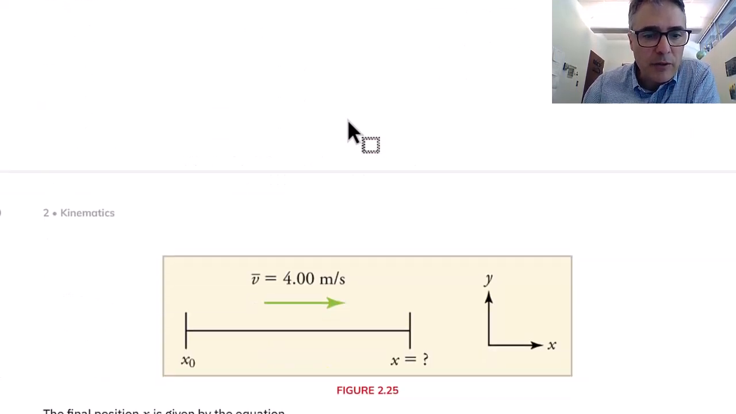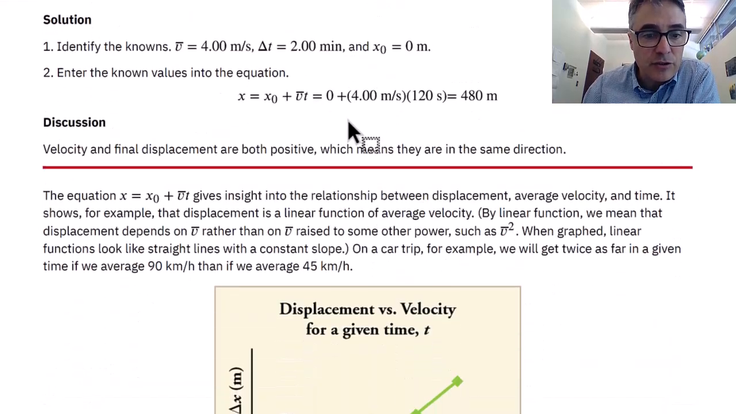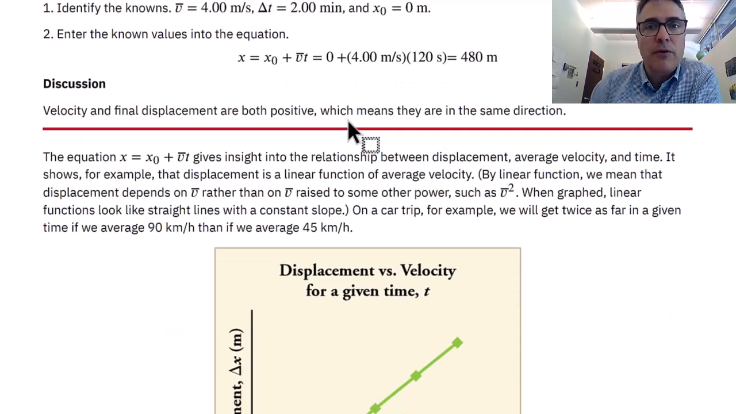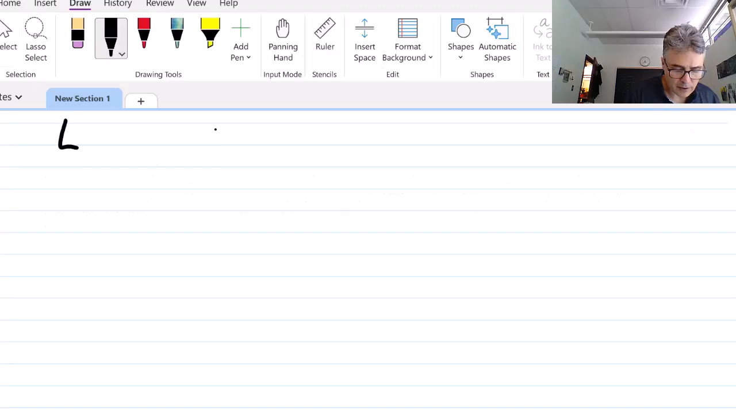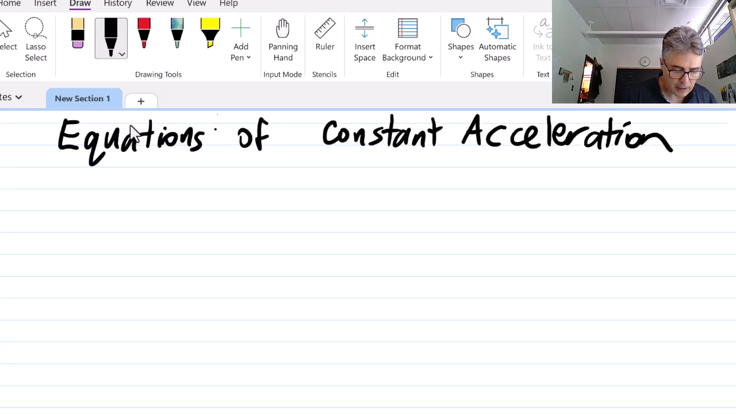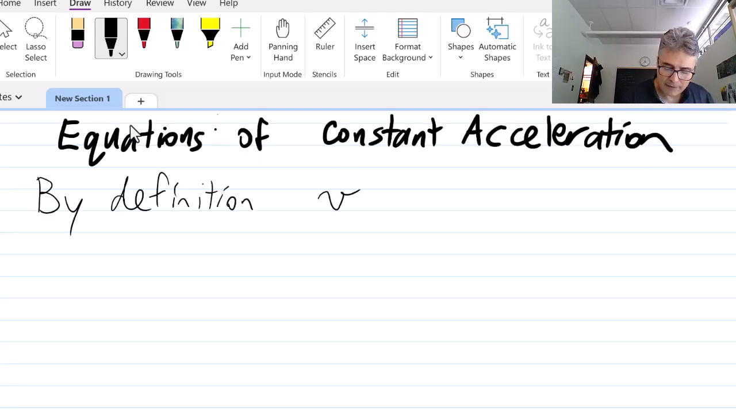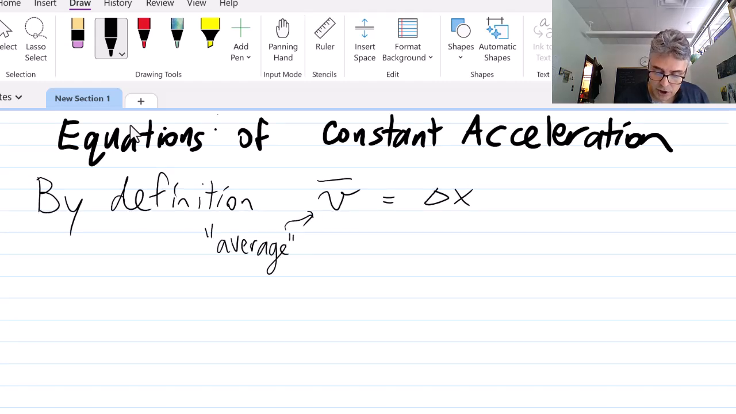So I think we're going to go to the whiteboard to actually derive these equations rather than go through the textbook. So I'm going to call this the equations of constant acceleration. And by definition, the average velocity, which is V with a little line on top, meaning the average, is equal to the change in position divided by the change in time. And with that notation we talked about before, that's going to be X minus X initial divided by the time.